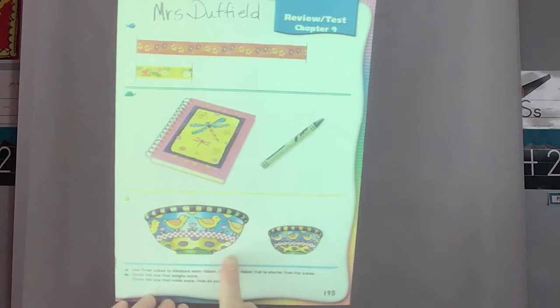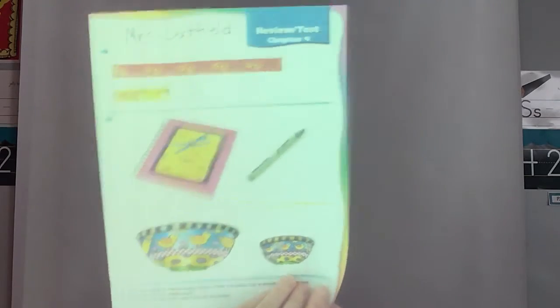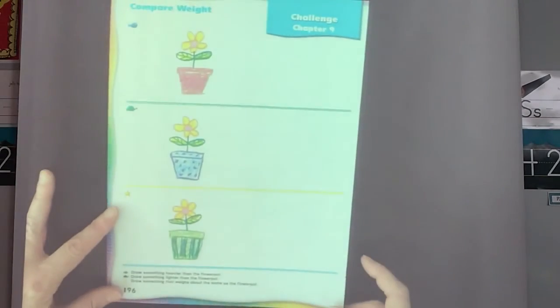I want you to think about it. How do you know that it could hold more? Go ahead and say it right out loud. How do you know that it could hold more? The one that you chose. Okay, good thinking. Okay, let's go ahead and turn it onto the back.